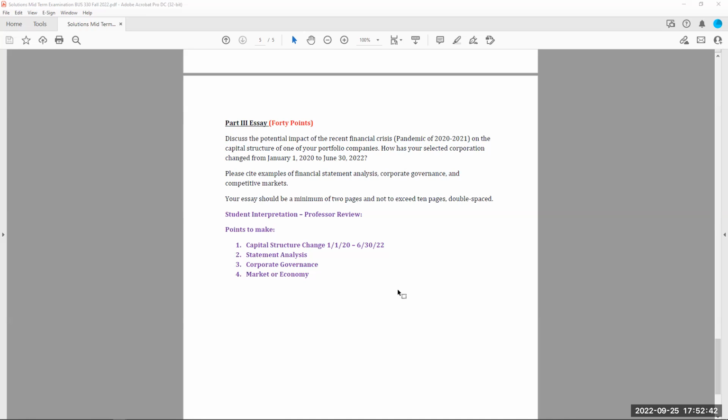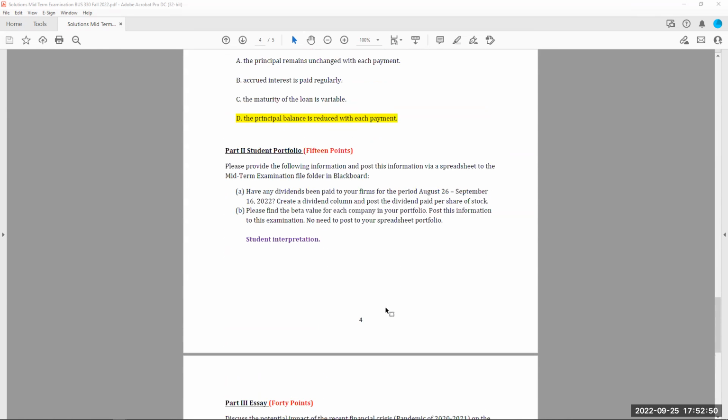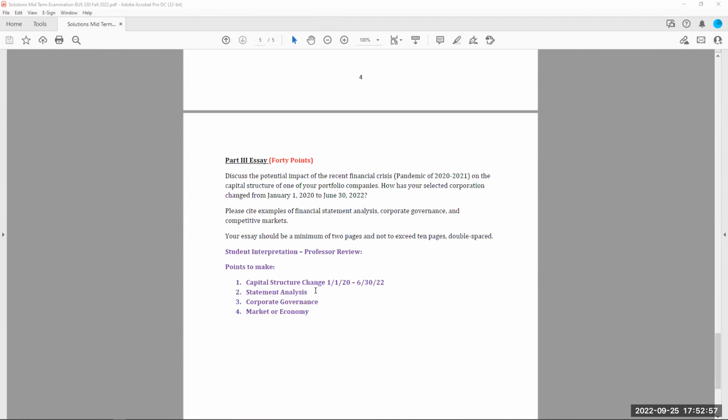So the multiple choice questions, 9 questions at 5 points apiece, the portfolio questions showing your dividend per share, and the beta of your companies, 15 points, and for 40 points, an analysis of January 1, 2020 to June 30th, 2022, and how the pandemic affected a specific company in your portfolio. Good job. The grades are posted. You have your cumulative average now through the first 5 weeks of class.